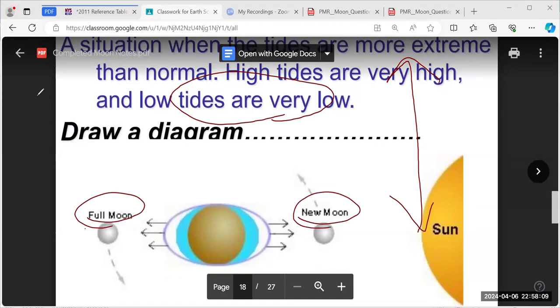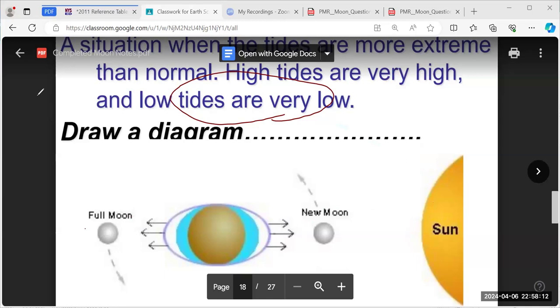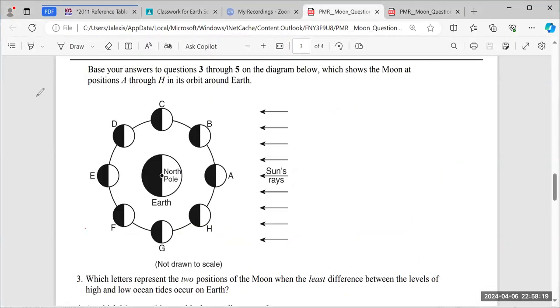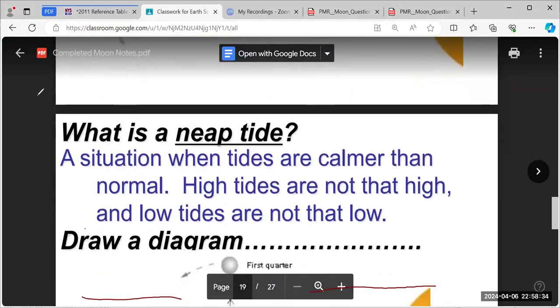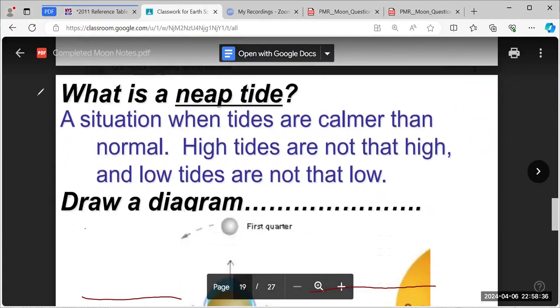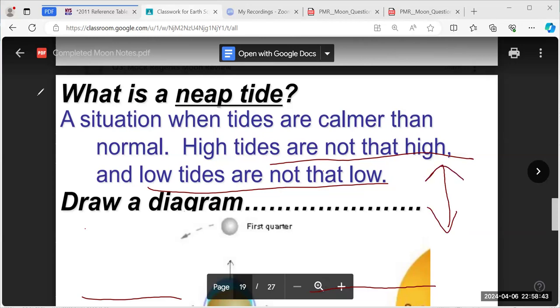And a spring tide occurs between a full moon and a new moon. Now, the question is asking what happens when there's a small difference. If we look at our question again, it says which letters represent two positions of the moon when the least difference between the levels of high and low tides occurs. So that means my ranges are not going to be that high. I need a tide where the high tides are not that high and the low tides are not that low, which means my range is going to be very small.